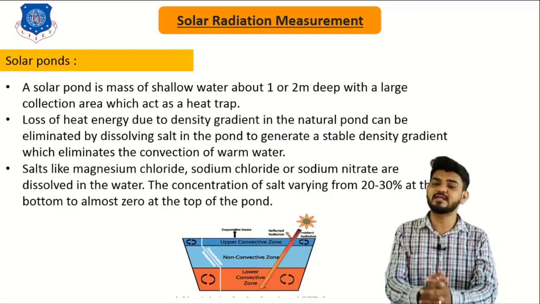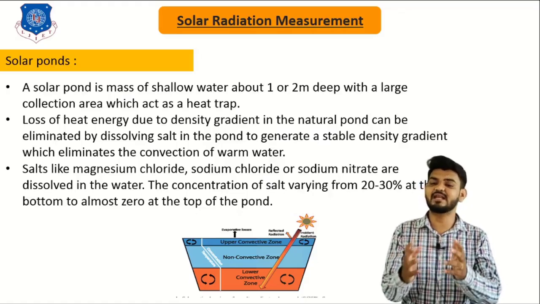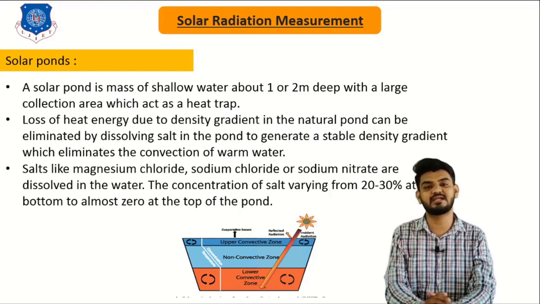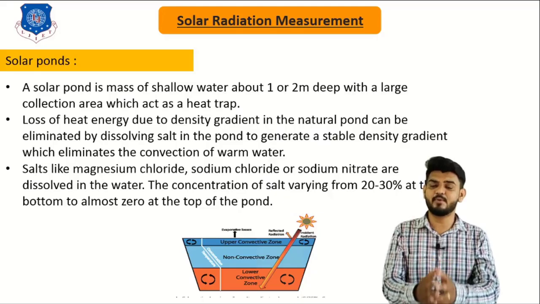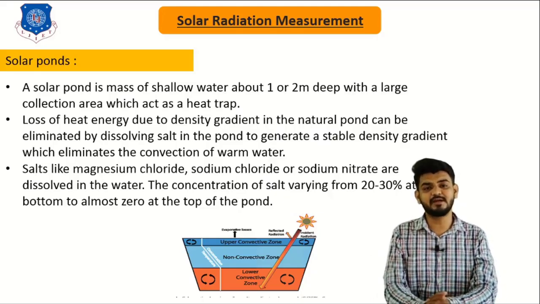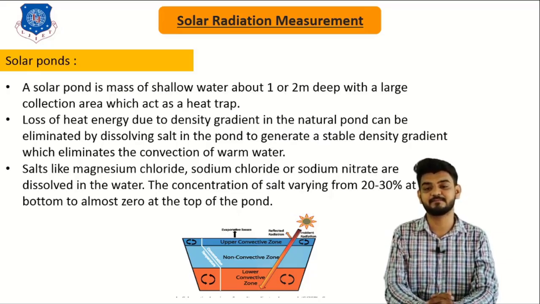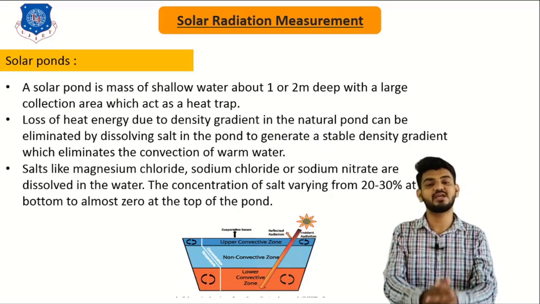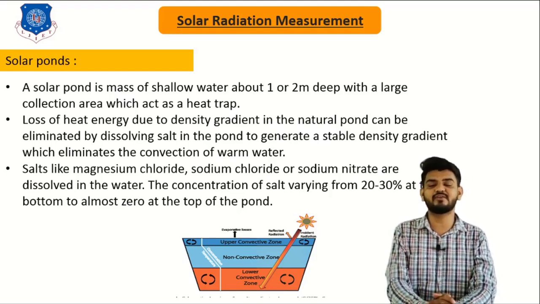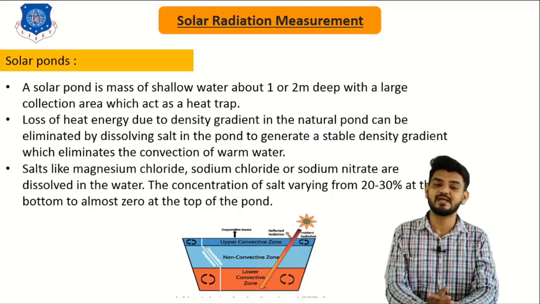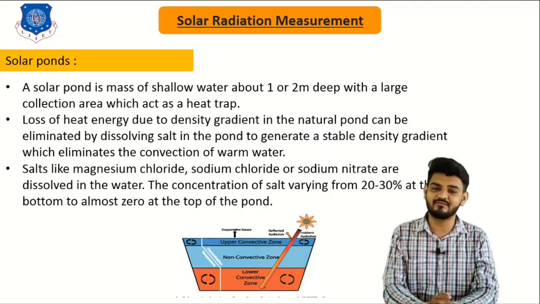Well, a solar pond is a mass of shallow water about 1 to 2 meters deep with a large collection area, which acts as a heat trap. So basically this solar pond is a pond which is made up of salt material to store the heat energy coming from the solar radiation. The loss of heat energy due to the density gradient in a natural pond can be eliminated by dissolving salt in the pond to generate a stable density gradient, which eliminates the convection of warm water.